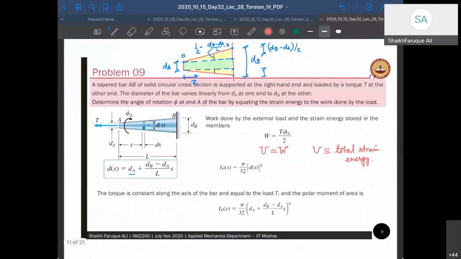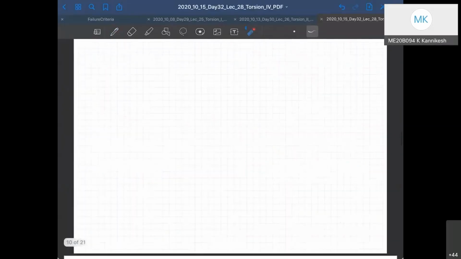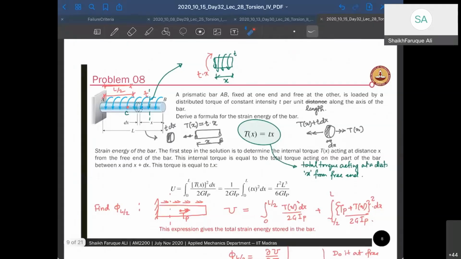Right, this is another problem. Yes. Sir, a small question on the last problem. For the same uniformly distributed torque, for finding the twist at L by 2, sir, like you said, we can use that method also, Tp and Castigliano's method. Instead, why can't we just use the first term, sir? Like the first term, 0 to L by 2, Tx squared dx by 2 G Ip. Why can't we use that alone? You want to find a torque at L by 2. I want to find twist at L by 2. Oh, sorry, sir. My bad.